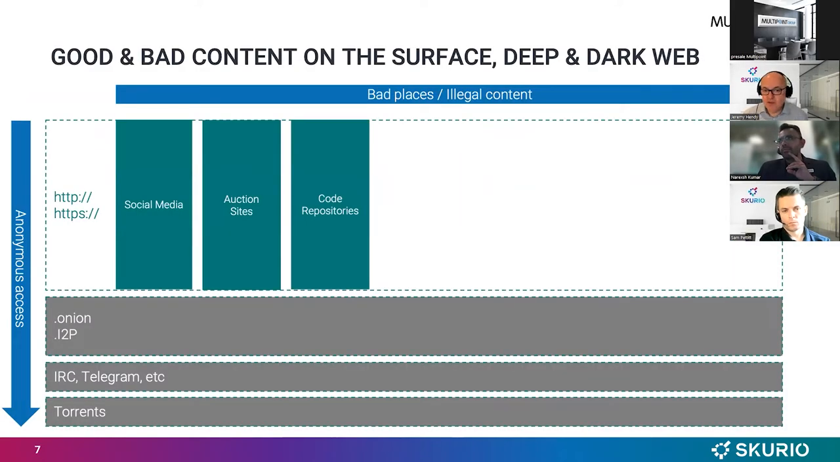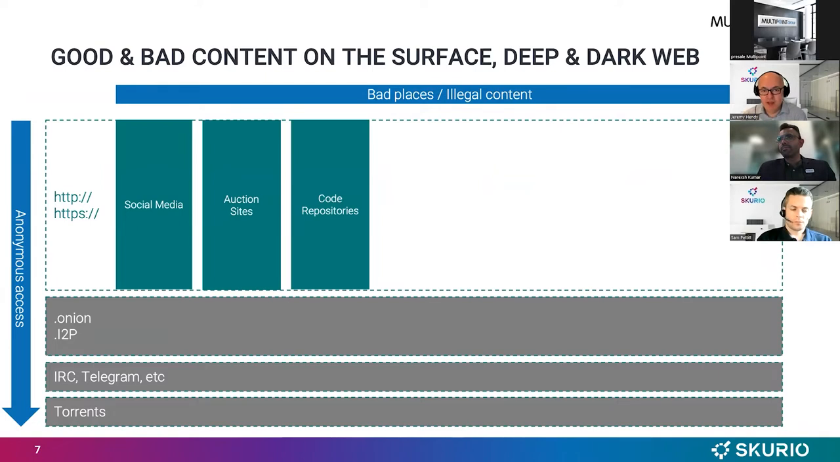So let's start off by saying, what do we mean by the dark web? I mean, the internet is a very big place. There's lots of different sites and ways of accessing it. There's good content and there's bad content across the surface, deep and dark web. And so you can think about the dark web as a bit mysterious.